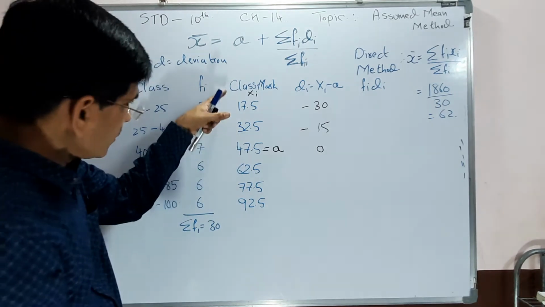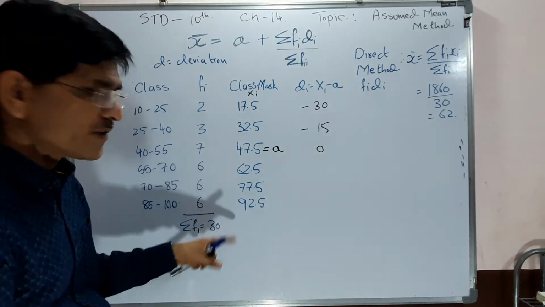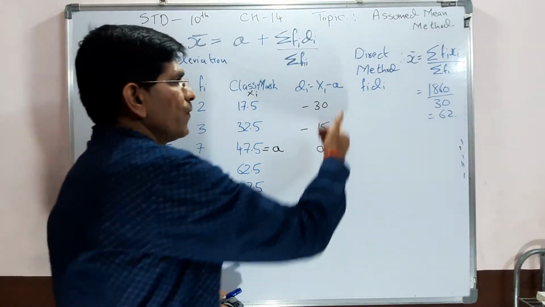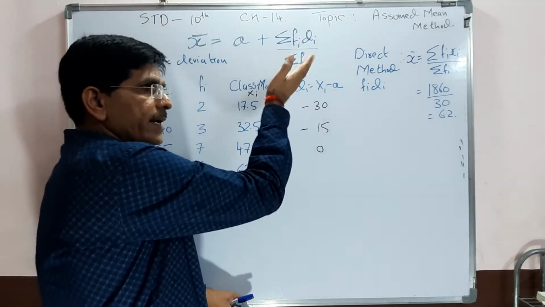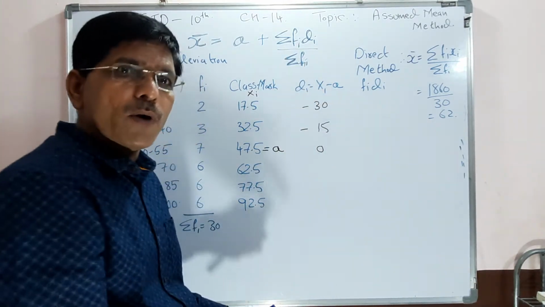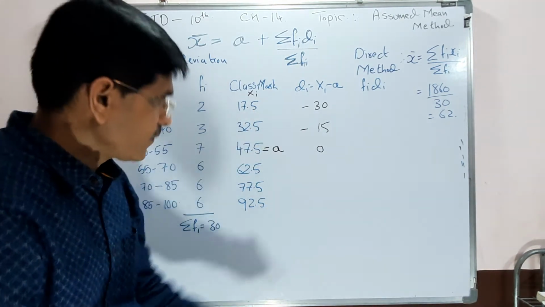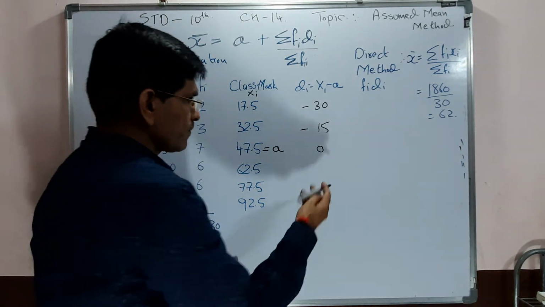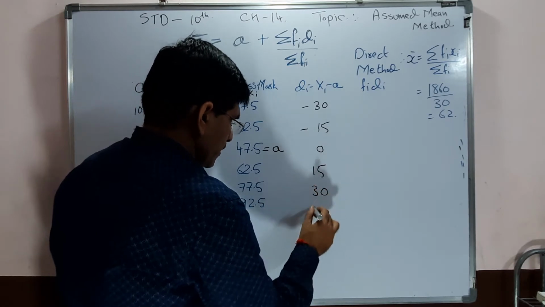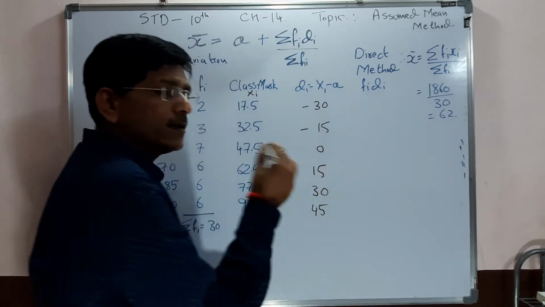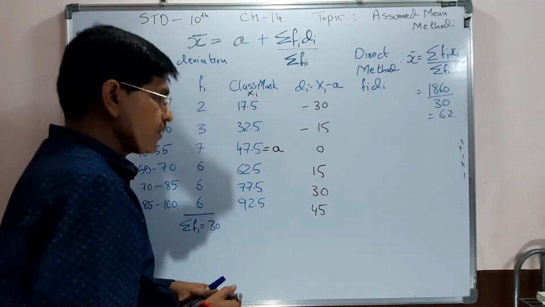Now what is our difference? If you see, the difference is 15. Each time a 15 difference is there. So we go 15 up and 15 down. Above we are negative and below we are positive. So above minus 15, again adding 15 gives minus 30. If I go downward, here 15, here 30, here 45. So directly we can do it. We can get 45.